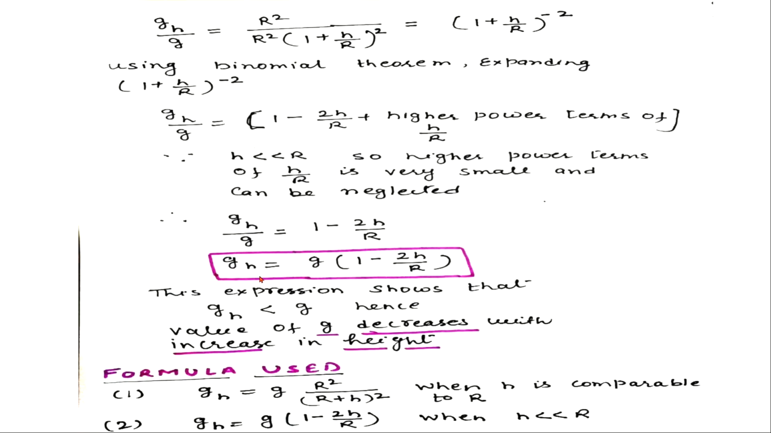From here, taking the cross multiplication, gh can be written as g times 1 minus 2h upon R. This expression shows that the value of gh is less than the value of small g, because when you multiply it with the bracket, you will find g minus 2h upon R into g. So this is the factor through which the value of small g will be less at a height above the earth's surface.